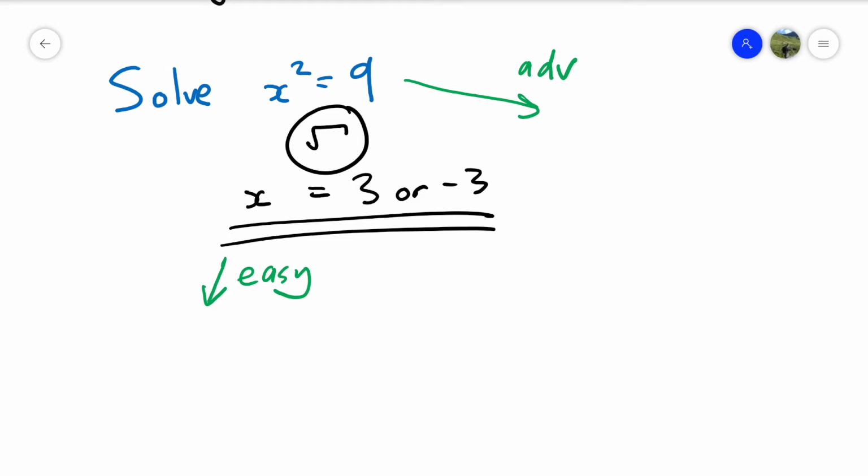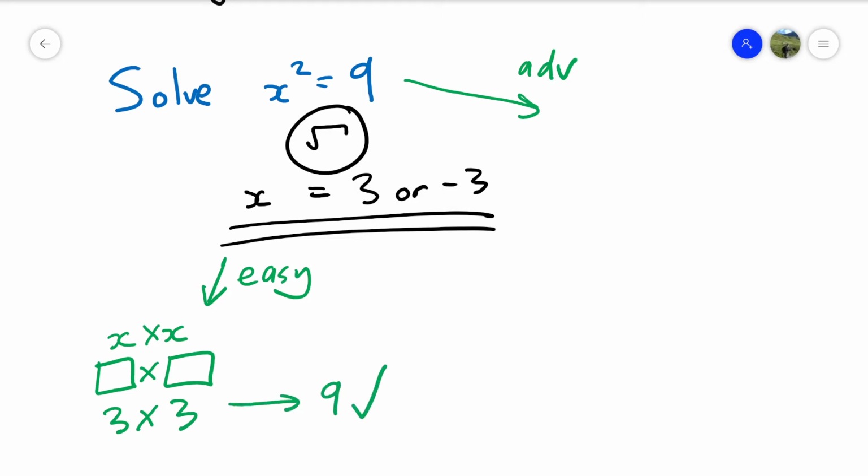First one is, you're still a bit confused. X squared means x times x, which just means a number times itself. Well, then it must be 3 times 3, because that's how you make 9. So, yeah, happy? Sort of?